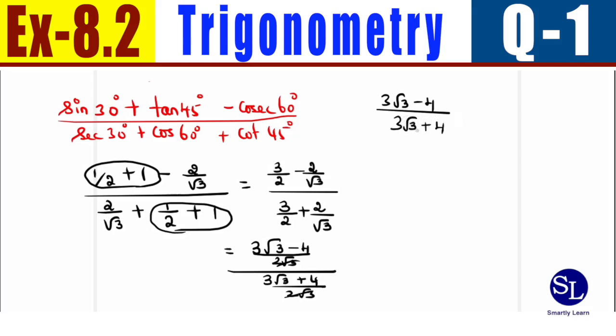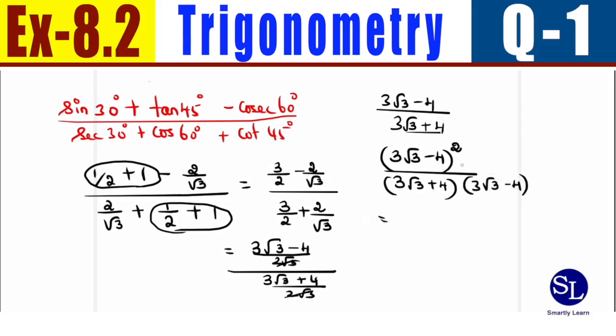Now this is of the form a plus b, so I'm going to multiply both the numerator and denominator with the a minus b version. So (3√3 − 4) into (3√3 − 4), I'm putting it as a square, divided by (3√3 + 4) into (3√3 − 4). So now the numerator is (a − b) the whole square, which is a square plus b square minus 2ab.